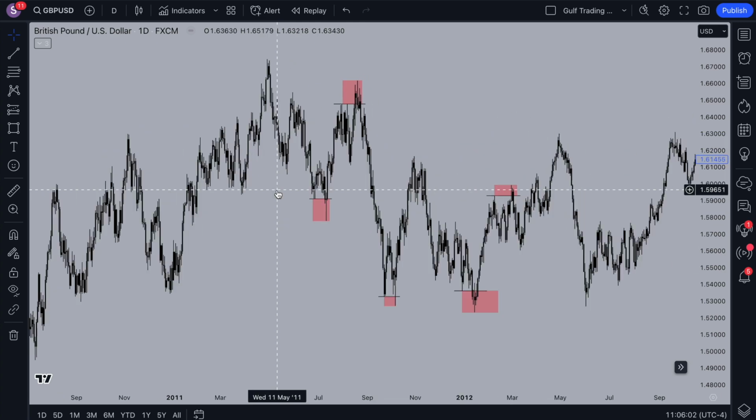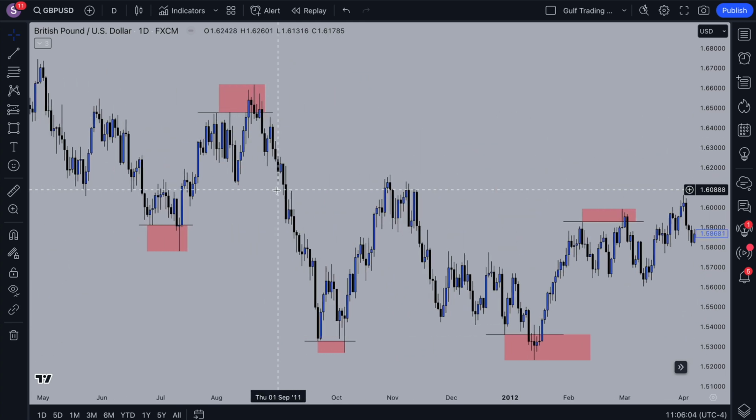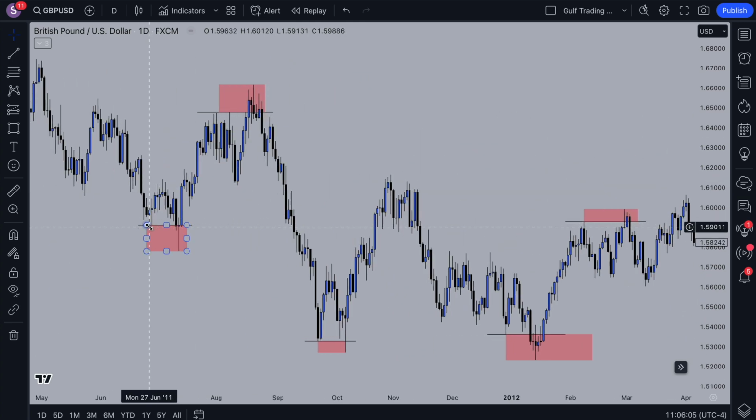So what we are looking at, this is the areas he marked up. What you can see is when there's a recent low, for example here, price sweeps it, liquidity gets swept out, and then price moves in the opposite direction. And this happens over and over again.